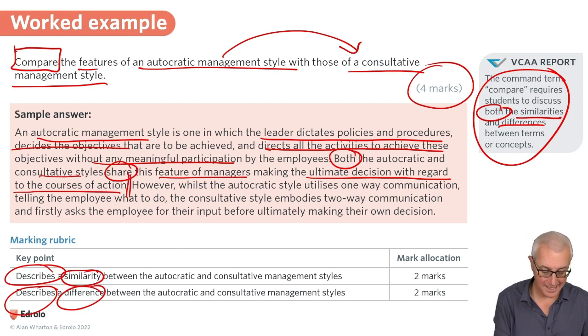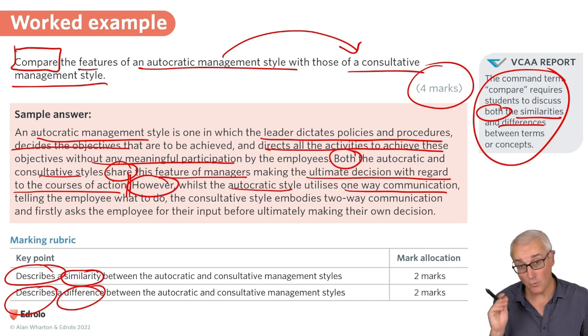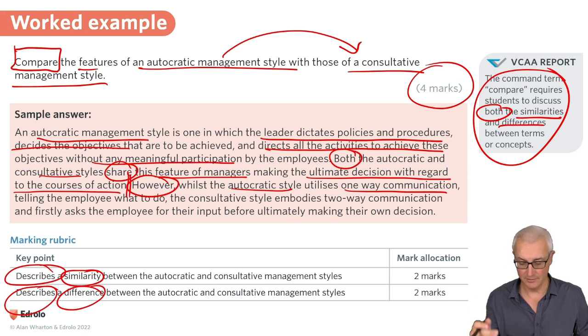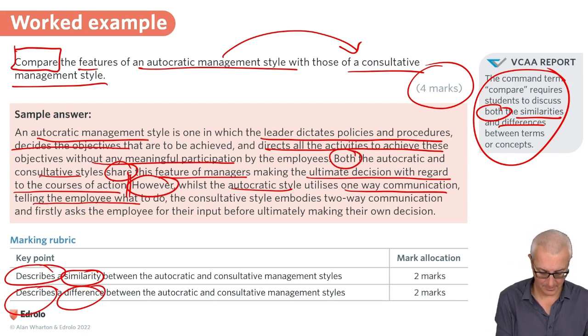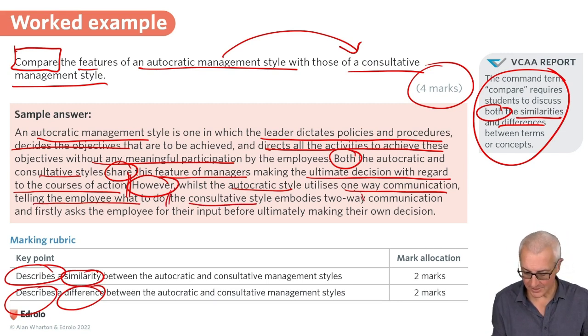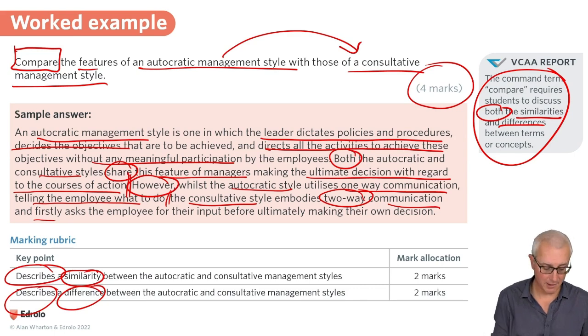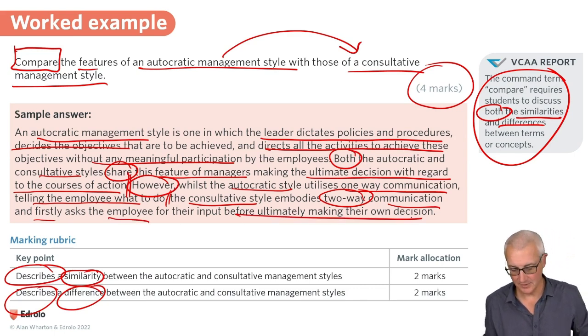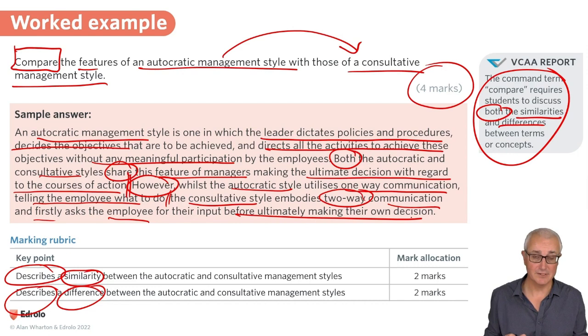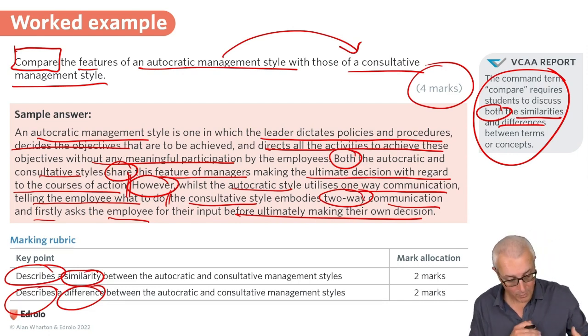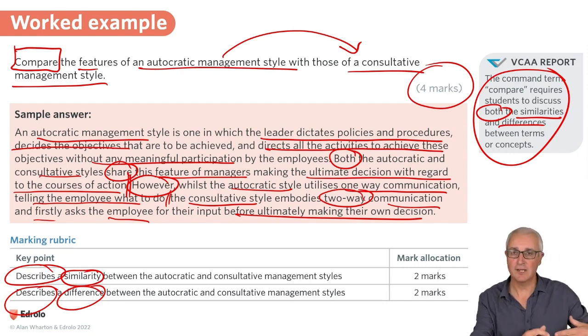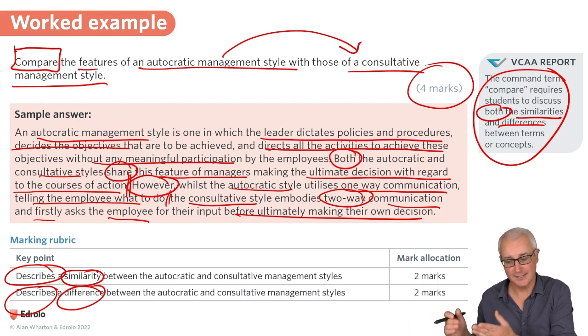Here's our difference. However, whilst the autocratic style utilizes one-way communication, I tell you what to do, the consultative style has two-way communication. I firstly ask for your feedback and your input before I ultimately make the final decision. So we have a similarity and we have a difference. Okay, so well worked through, scaffolded nicely and presented really well for an assessor.